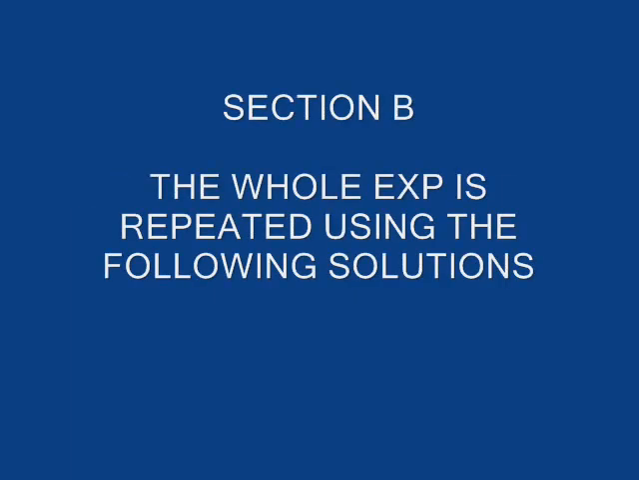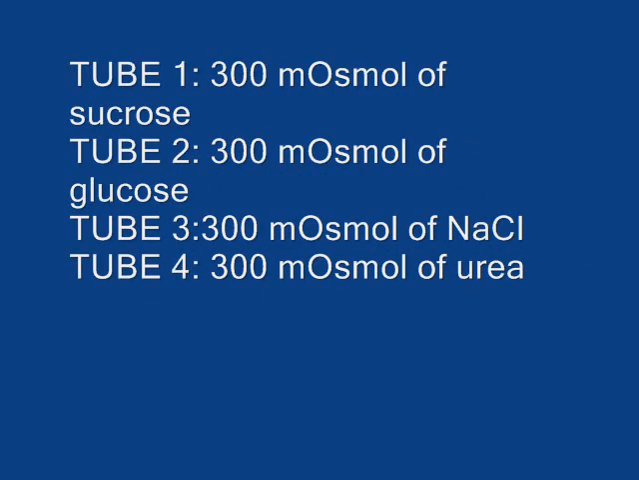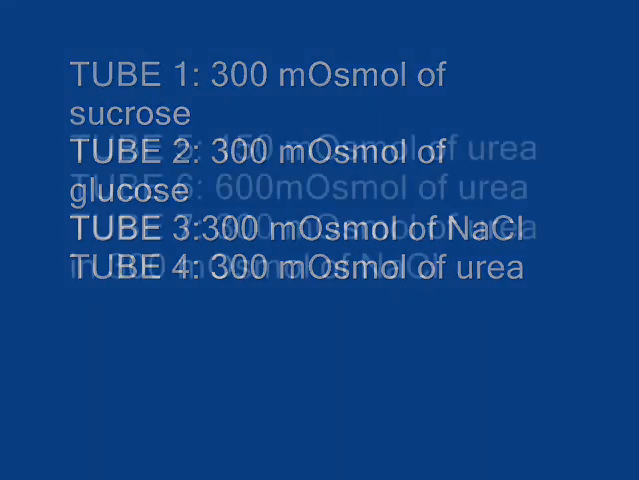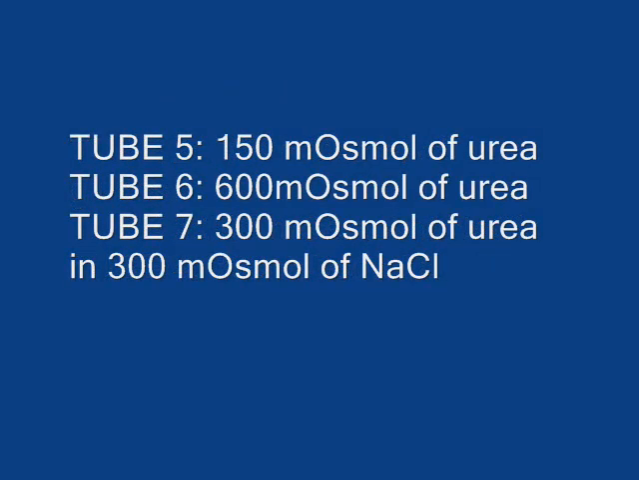For section B, the whole experiment is repeated using the following solutions. Tube 1, 300 milliosmol of sucrose. Tube 2 consists of 300 milliosmol of glucose. Tube 3 has 300 milliosmol of sodium chloride solution. Next, tube 4 with 300 milliosmol of urea. Tube 5 with 150 milliosmol of urea. And tube 6 with 600 milliosmol of urea. The next tube is 300 milliosmol of urea in 300 milliosmol of sodium chloride.